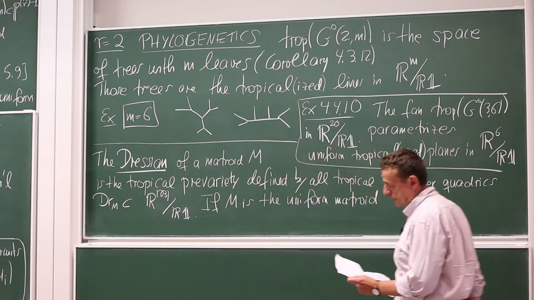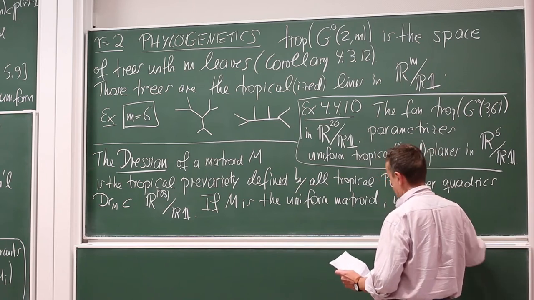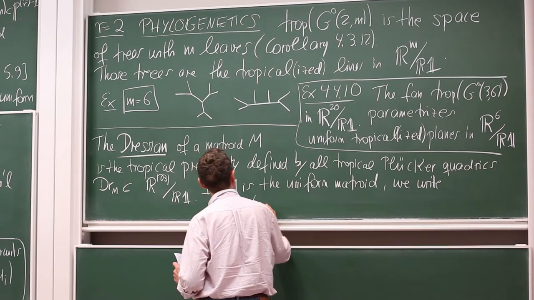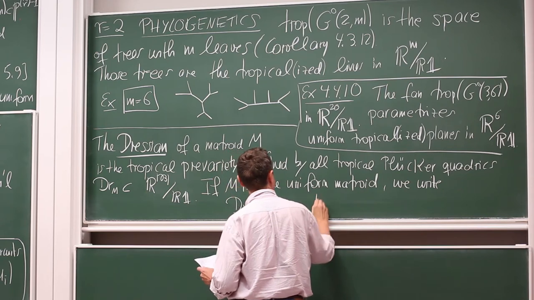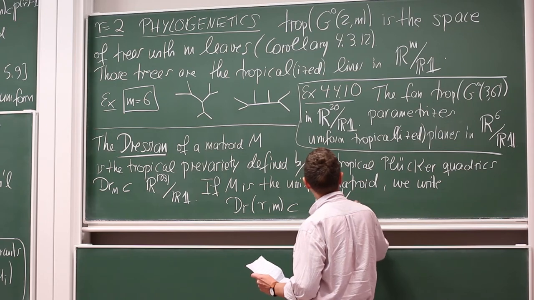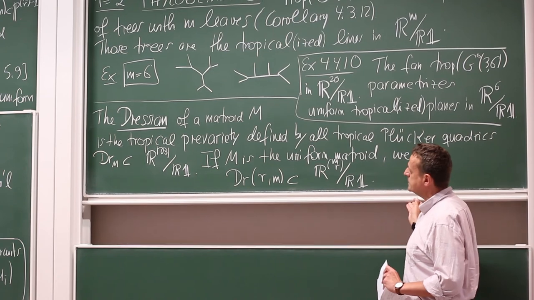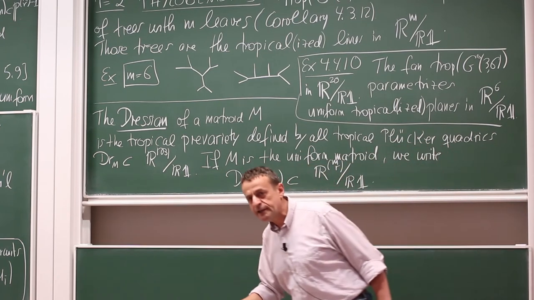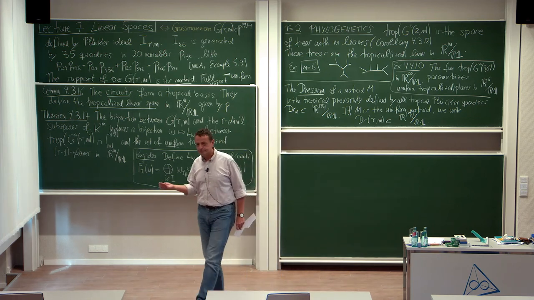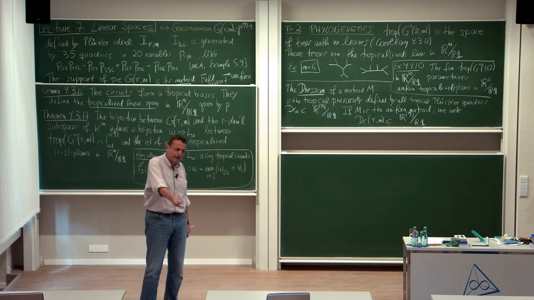That is to say, we take the full support set, and in this case, we use the notation Dr(r,m) for the Dressian, and this lives in the familiar space of all tropical Plücker coordinates, m choose r, mod the all-one vector. Right? So that's the Dressian. So the Dressian is the pre-variety in Plücker space. The Grassmannian is the variety. Okay? Let me say this one more time. You have a long, long list of quadratic Plücker relations.